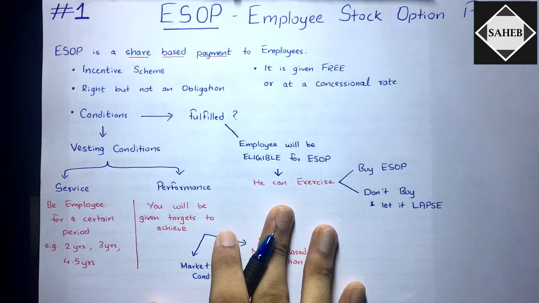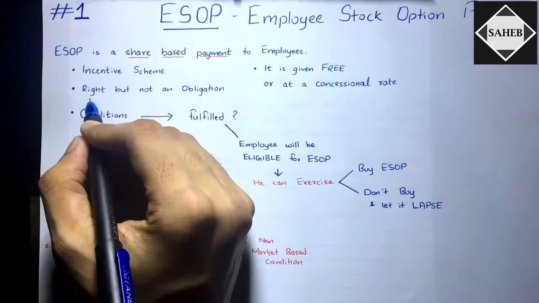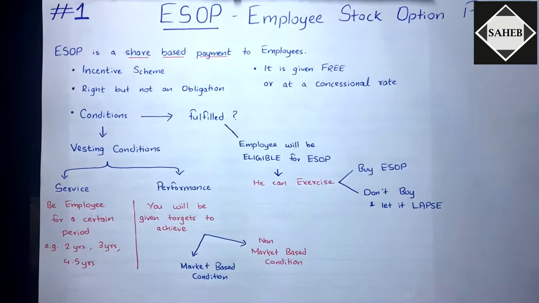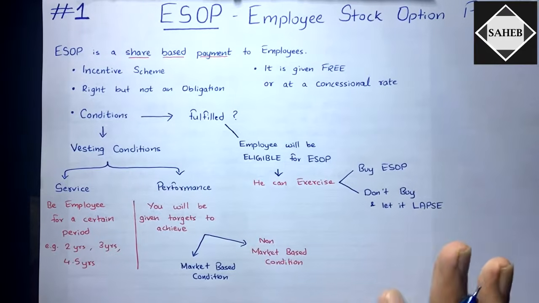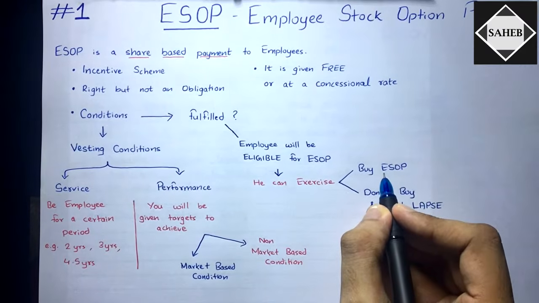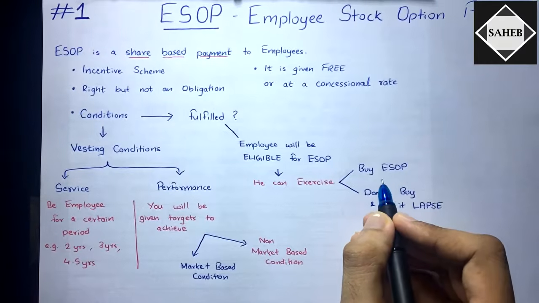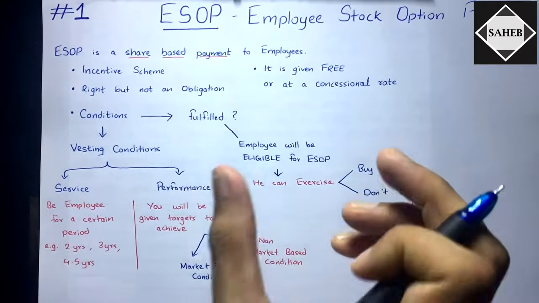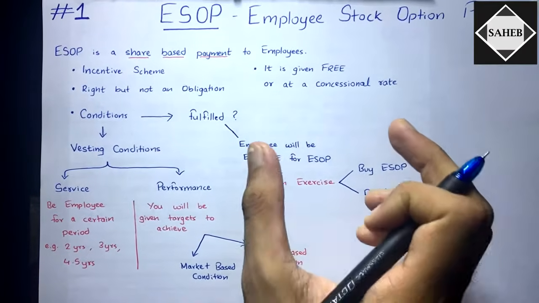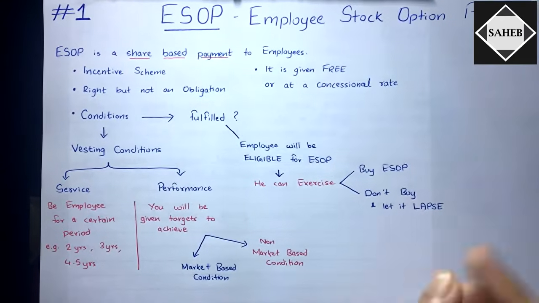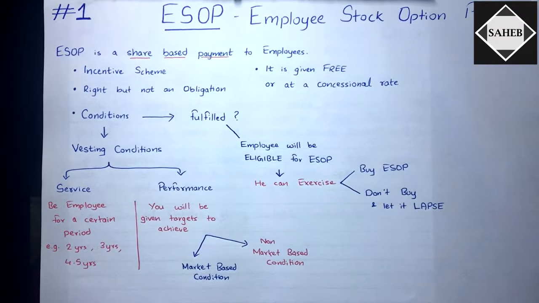It's an option, right? It's a right but not an obligation. It's not compulsory, not mandatory. If they don't want to buy shares in the future, they can just not buy, and the prescribed exercise period will pass, then those options will lapse, they will expire. So this is the concept of ESOP.